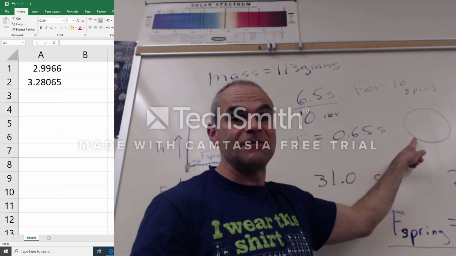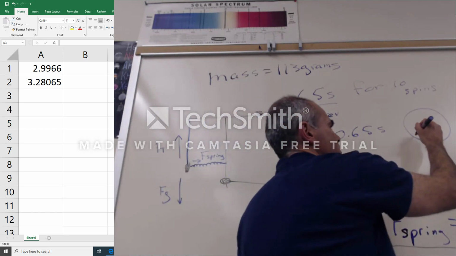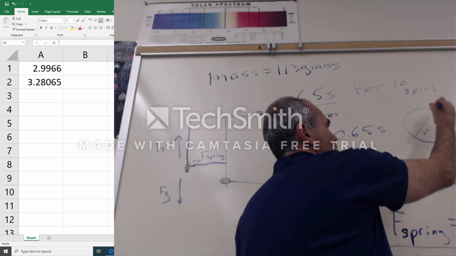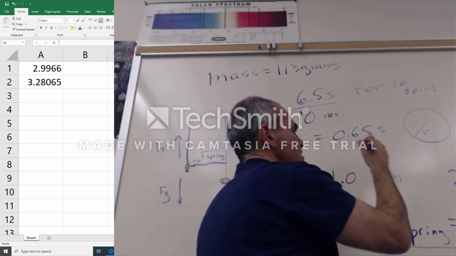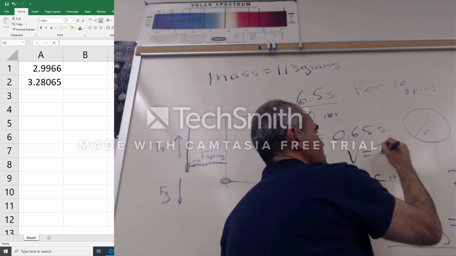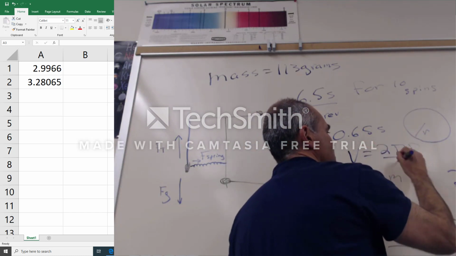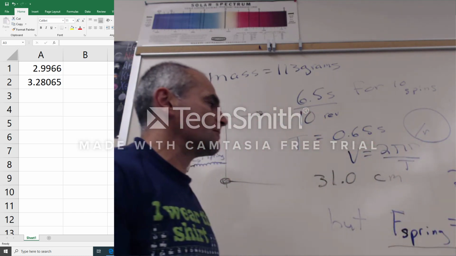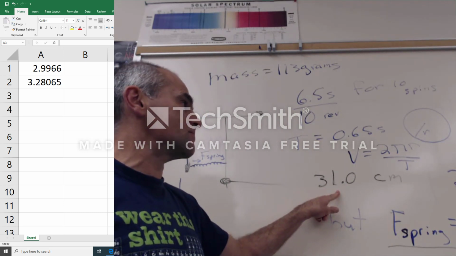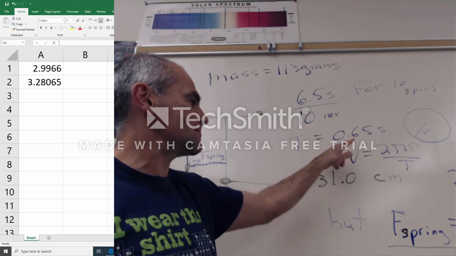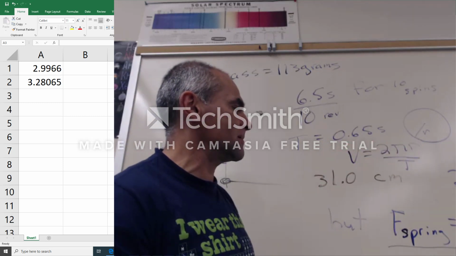That takes 0.65 seconds to go around once. The circle of radius r. What's the distance there that it goes around? Well, it's 2 pi r. So the speed here is going to be equal to 2 times pi times r divided by the period. So for this case, the radius was 31 centimeters for the case where the period was 0.65 seconds. So that's the r I'll plug in there.